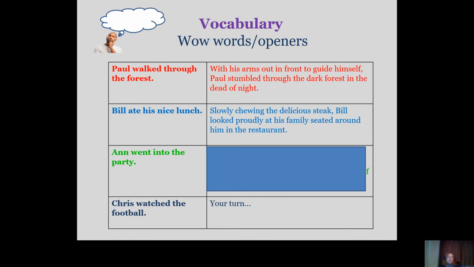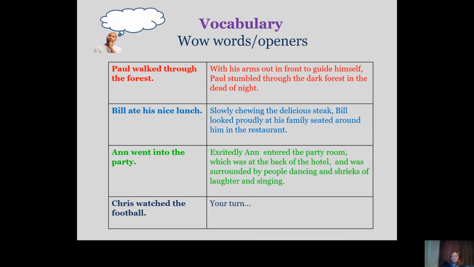Anne went into the party. Now I've got Anne as a children's entertainer with a big red nose on, face made up, with armfuls of juggling balls, going into a party. Excitedly, Anne entered the party room, which was at the back of the hotel, and was surrounded by people dancing, shrieks of laughter and singing. It's noisy, isn't it? She's at a hotel. People are dancing, laughing, singing, and Anne is excited.